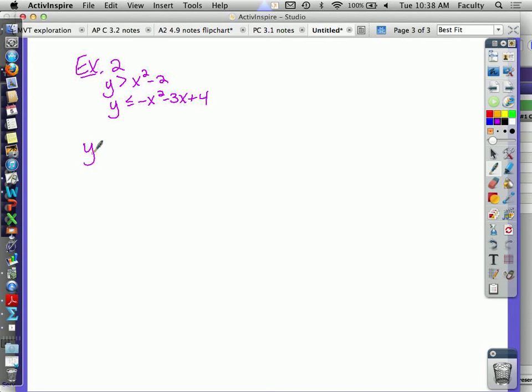So let's look at the first one. We actually just did this one, but I think it was solid. So this one's dashed. So we're going to start off with the vertex. Remember, there's no b, so x is 0, y is -2.